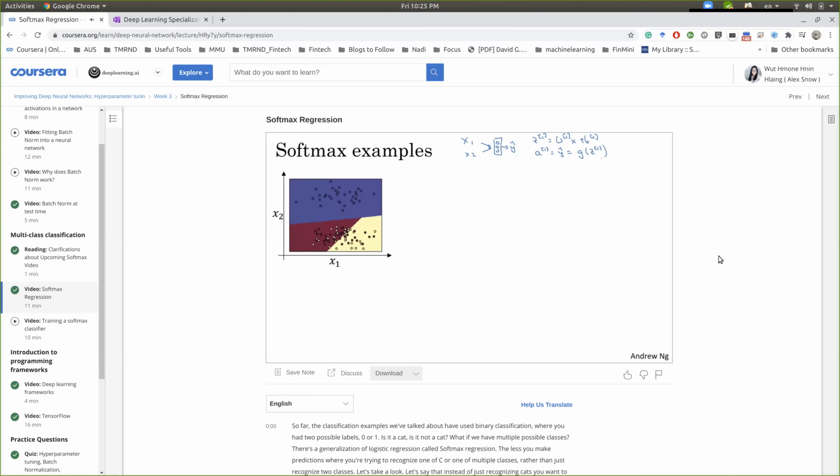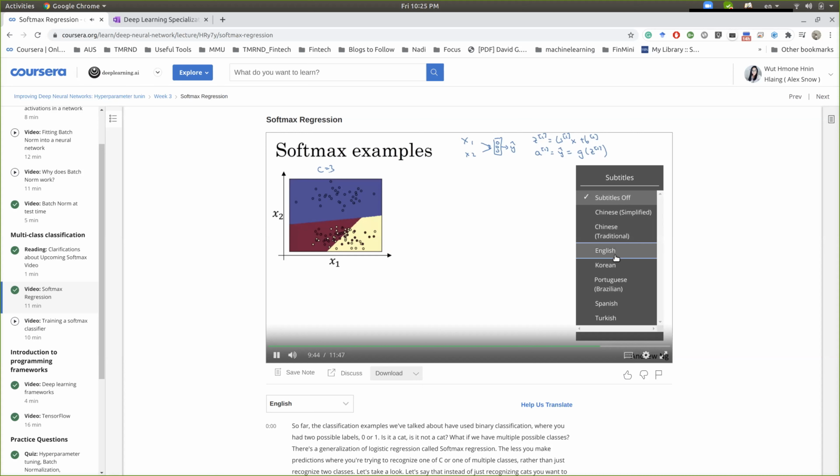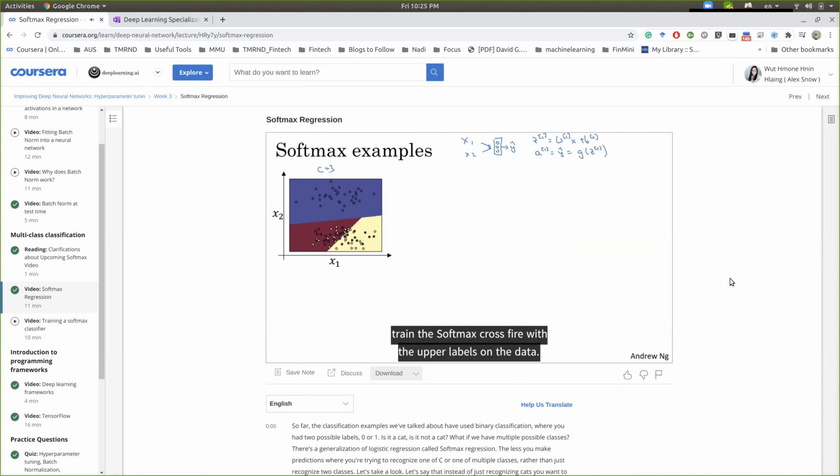So here's one example with just raw inputs x1 and x2. A softmax layer with C equals 3 output classes can represent this type of decision boundary. Notice it's several linear decision boundaries, but this allows it to separate out the data into three classes. And in this diagram, what we did was we took the training set that's shown in this figure and trained the softmax classifier with three output labels on the data. And then the color on this plot shows thresholding the outputs of the softmax classifier and coloring in the input based on which one of the three outputs had the highest probability.